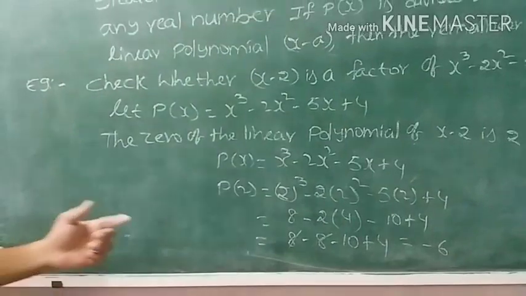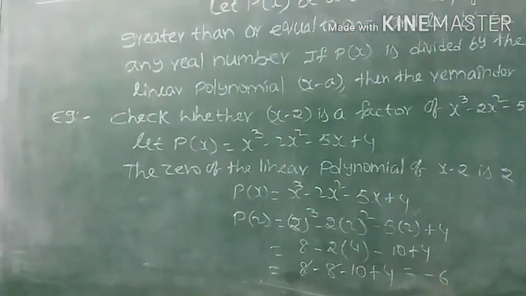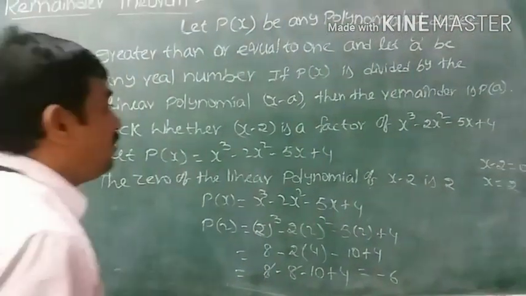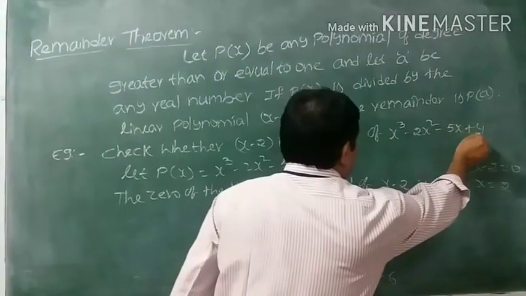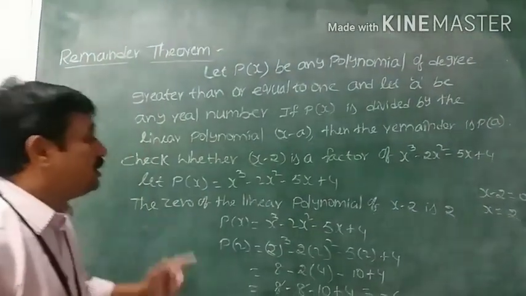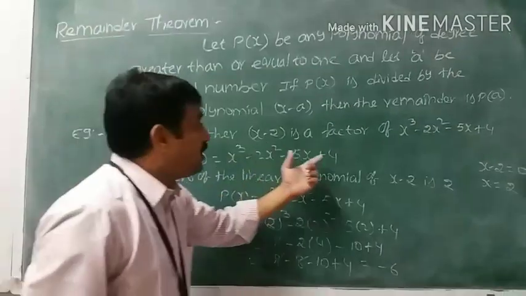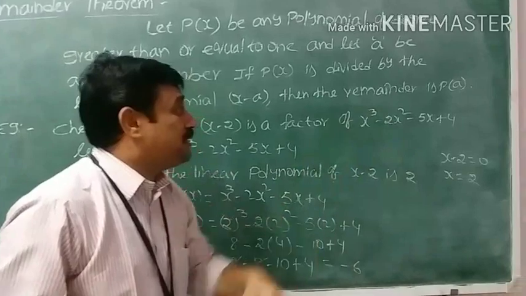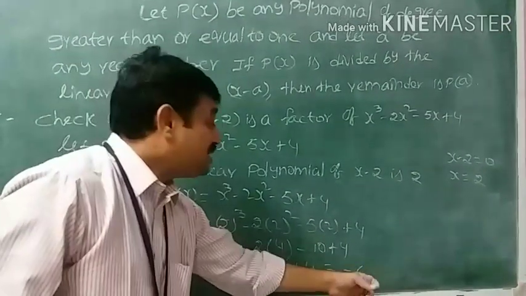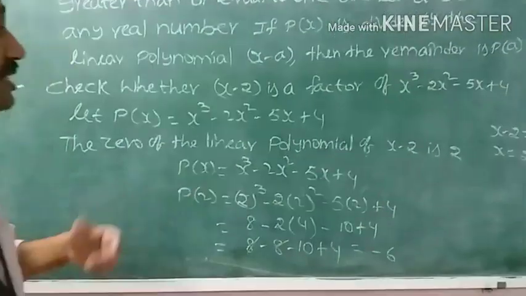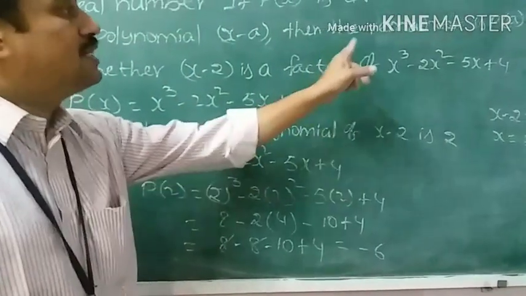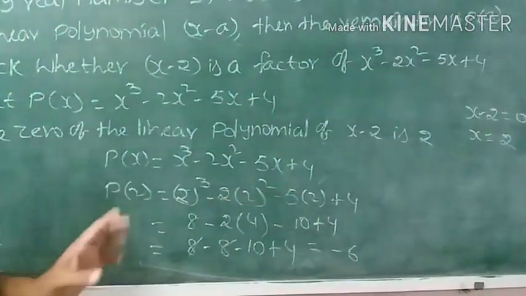Now here the remainder is not 0. So we can say that x minus 2 is not a factor of x cube minus 2x square minus 5x plus 4. Suppose if the remainder was 0, then we could say that x minus 2 is a factor of x cube minus 2x square minus 5x plus 4. But here the remainder is minus 6. It is not 0. So that's why we can say that it is not a factor of x cube minus 2x square minus 5x plus 4.